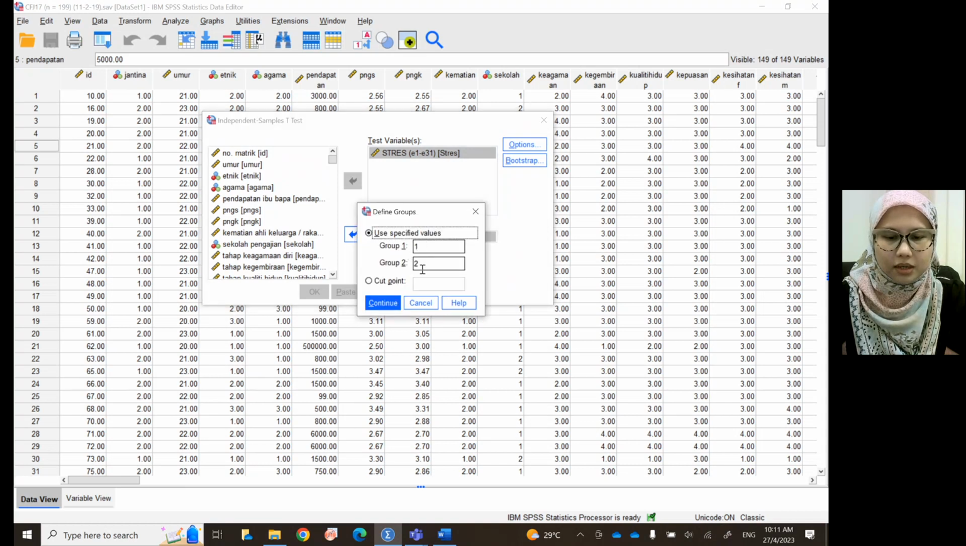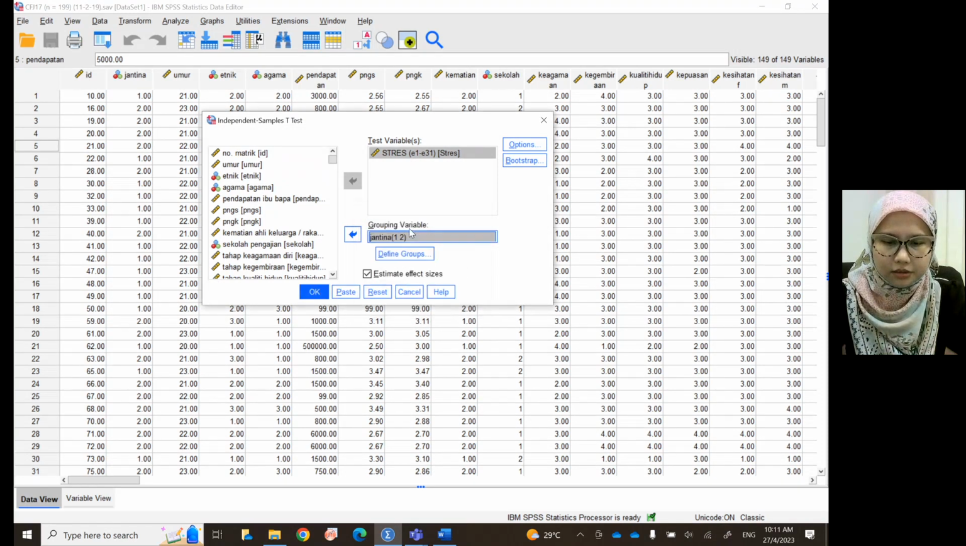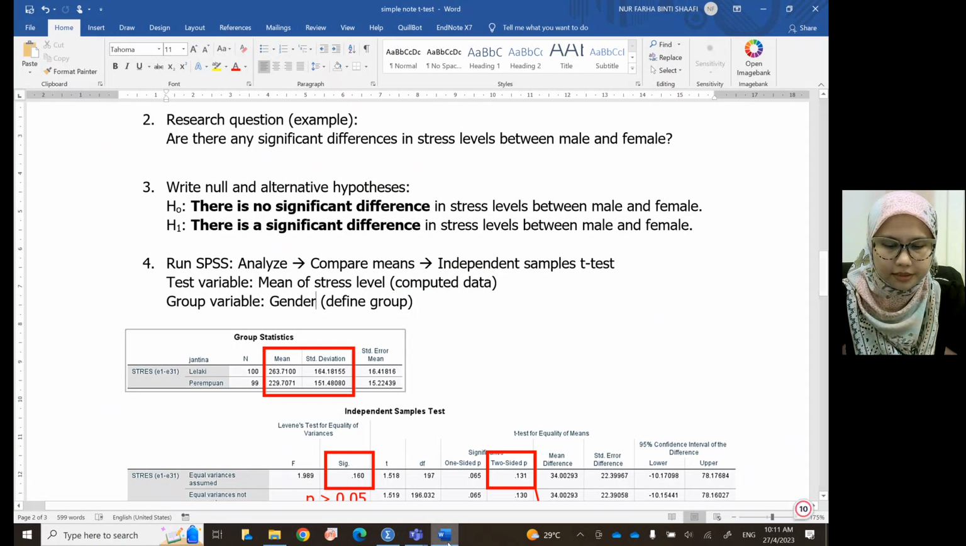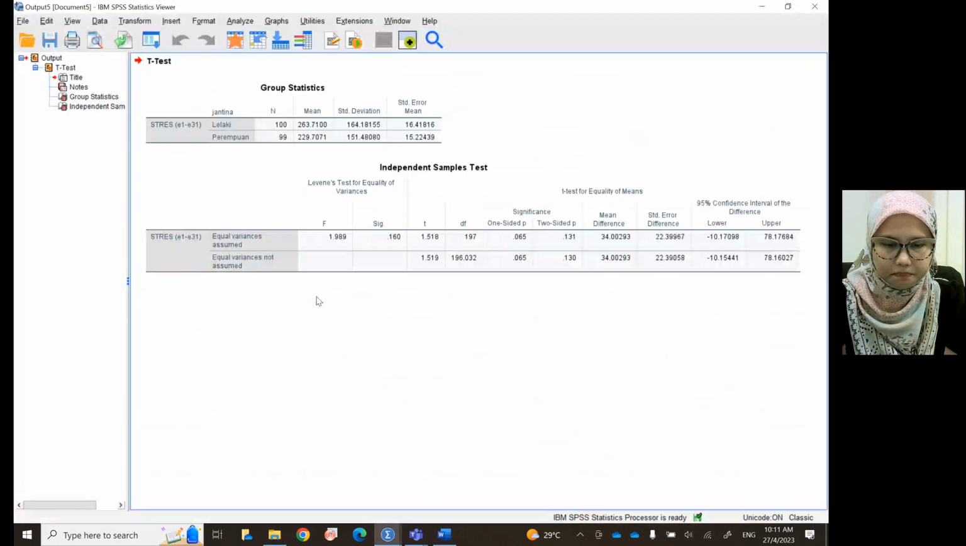Define group is the one that has been inserted in your SPSS, in which you have defined group 1 is for male and group 2 is for female, and then continue. What else do you need to do? No need, you just need to click OK. So this is your output for your independent sample t-test.